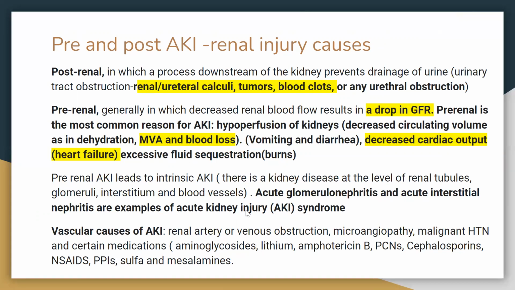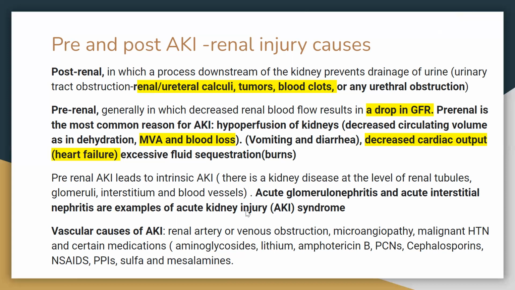Hypoperfusion of kidneys, meaning decreased volume of blood, usually happens in patients with blood loss after a motor vehicle accident, and also decreased cardiac output in patients with heart failure. Pre-renal is seen in blood loss, heart failure, vomiting, diarrhea, and fluid sequestration in burn patients. It is also seen as an intrinsic reason where acute glomerulonephritis is the cause.